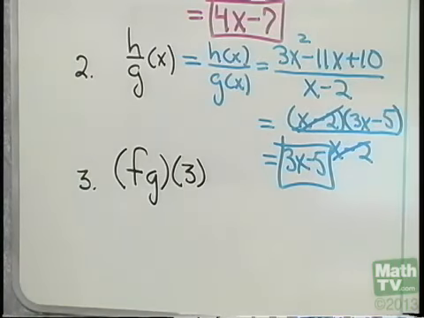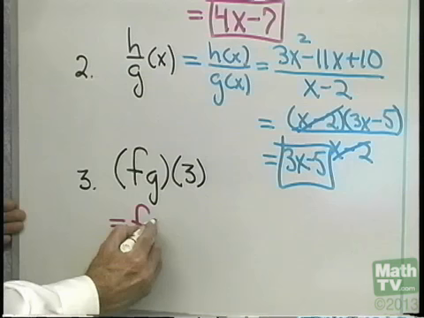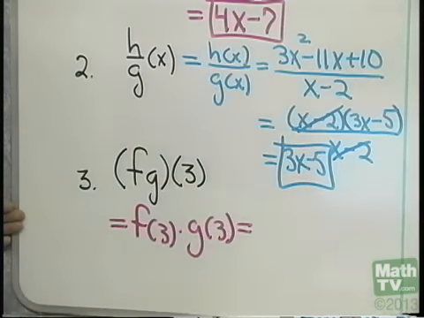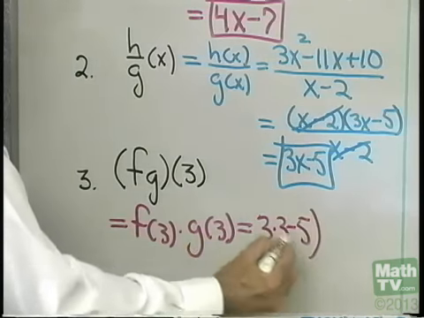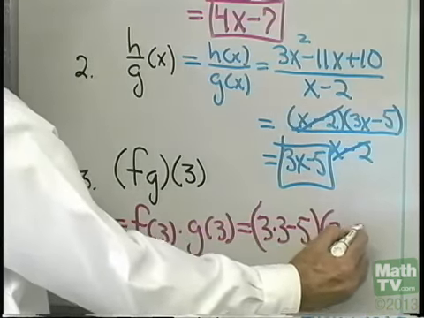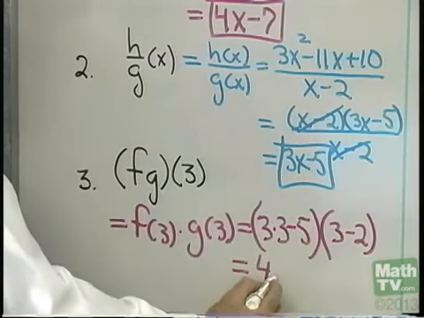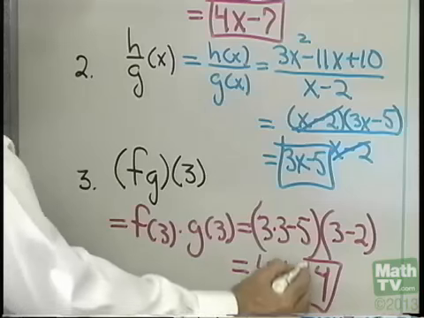I have the product of two functions, f and g, and I want to evaluate them at 3. So f times g of 3 is going to be f of 3 times g of 3. So I'll go back up to my original definition for the functions. F of x is 3x minus 5, so 3 times 3 minus 5. And then g of x is x minus 2, so that will just be 3 minus 2. So I end up with 9 subtract 5, which is going to be 4, times 3 subtract 2, which is 1. So that just comes out to be 4.